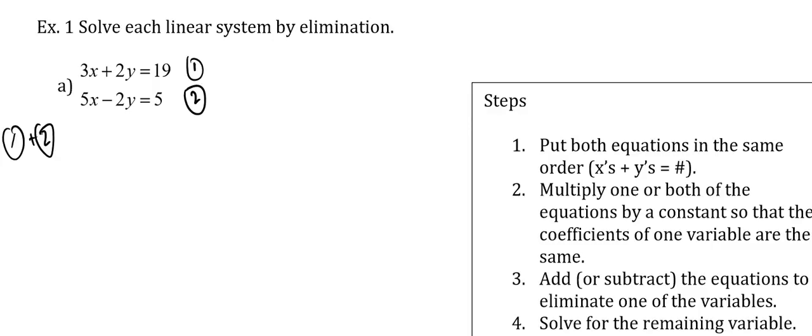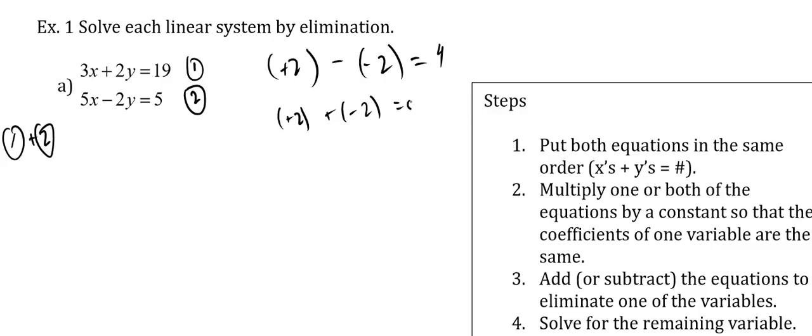In this case, if I add, think about I've got a positive 2 and I've got a negative 2. And I'm going to either add them or I'm going to subtract them. And if I subtract them, 2 minus negative 2 is 2 plus 2, which gives me 4. And if I add them, that's 2 plus negative 2, which is 2 minus 2, gives me 0. So there's the one that I want.